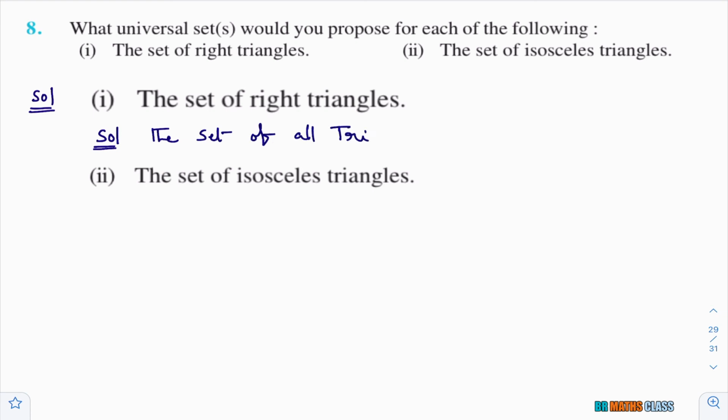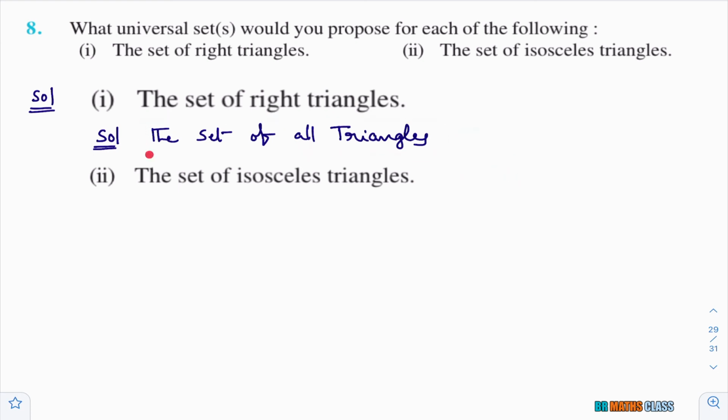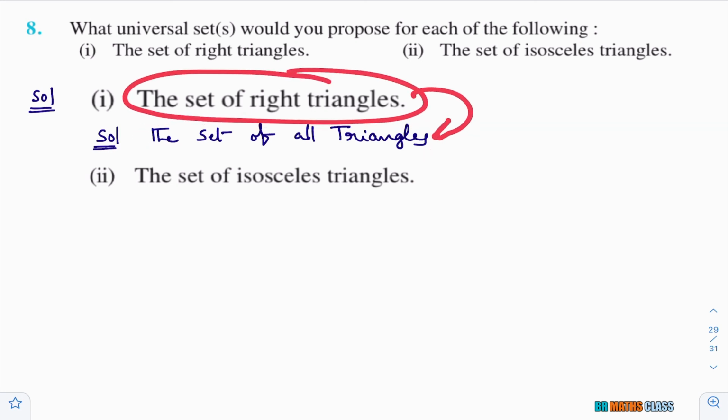I'll write the set of all triangles. Here, all triangles means equilateral triangle, scalene triangle, right angle triangle, all are present in this set. That's why I wrote set of all triangles. Now, does this set contain the set of right triangles or not?